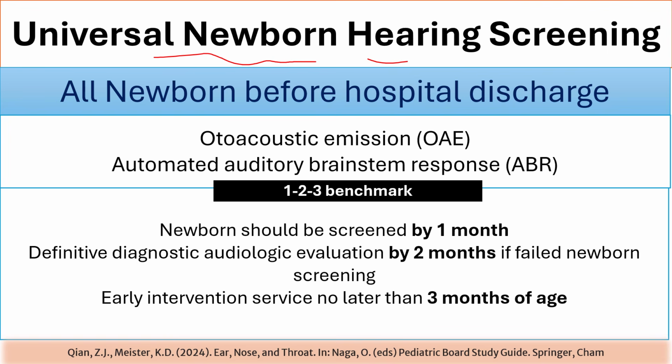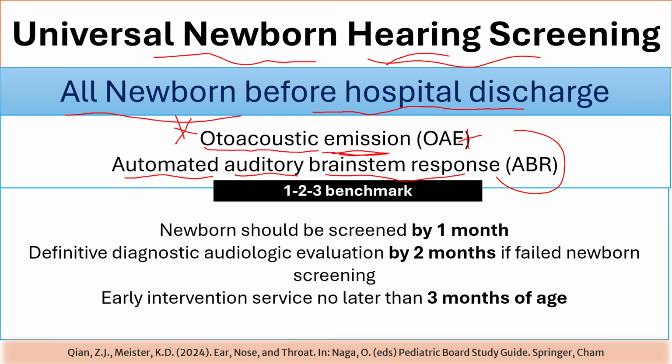Universal newborn hearing screening. All newborns should have a hearing screening test before discharge from the newborn nursery. First, the initial test used nationwide for screening is the otoacoustic emission test, and this test has a high false positive rate, so it is not easy to miss a case. If the infant failed the otoacoustic emission test, they should go for automated auditory brainstem response, or ABR. So we have the 1, 2, 3 benchmark.